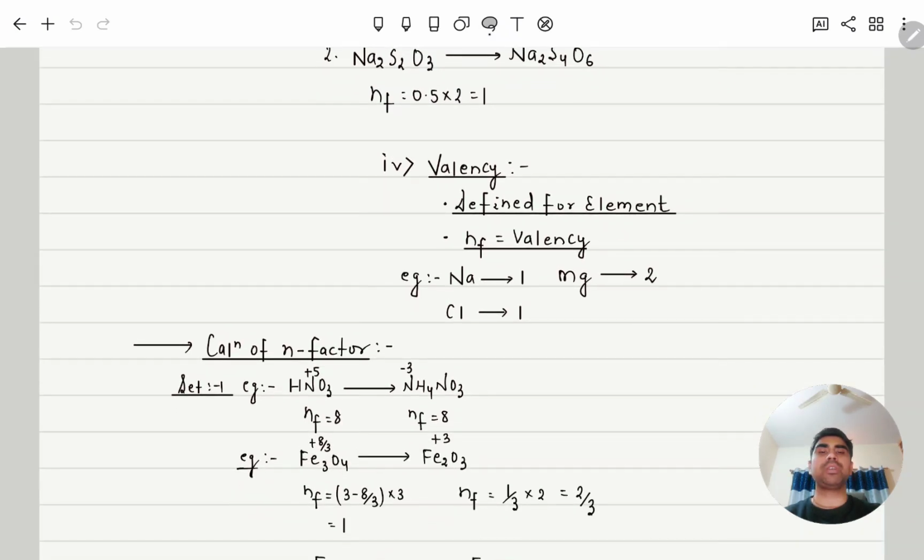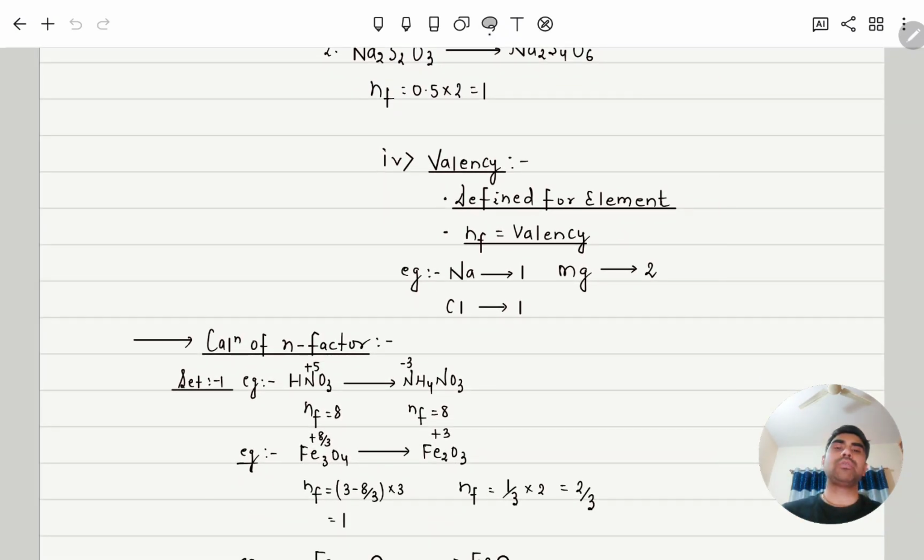Now the fourth one we will discuss is valency. Whatever the valency of the element is, that is its n factor. For a metal, valency is the number of valence electrons. For a non-metal, valency is 8 minus the number of valence electrons. Chlorine has 7 valence electrons, so 8 minus 7 is its valency. So that is the n factor.